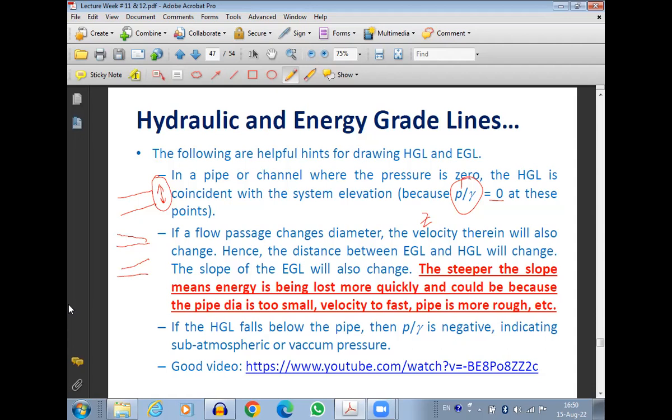But EGL can never go below HGL. This is again a short question. Can EGL go below HGL? Or what could be the minimum value of EGL? How much could be the minimum difference between EGL and HGL? Zero. But it's not possible that the energy grade line can go below the hydraulic grade line.